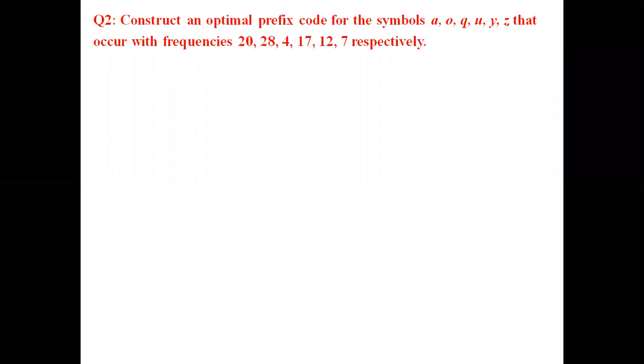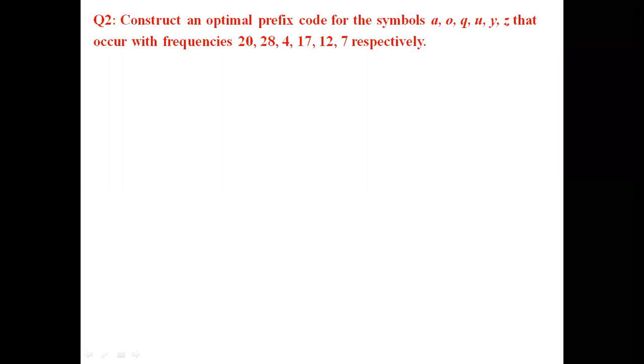We'll see the next problem now. Construct an optimal prefix code for the symbols A, O, Q, U, Y, Z that occur with the frequencies 20, 28, 4, 17, 12, 7 respectively. So the symbols are already given, which are A, O, Q, U, Y, Z, and their respective weights are given. And those weights we are here calling frequencies. We have to obtain the optimal prefix code.